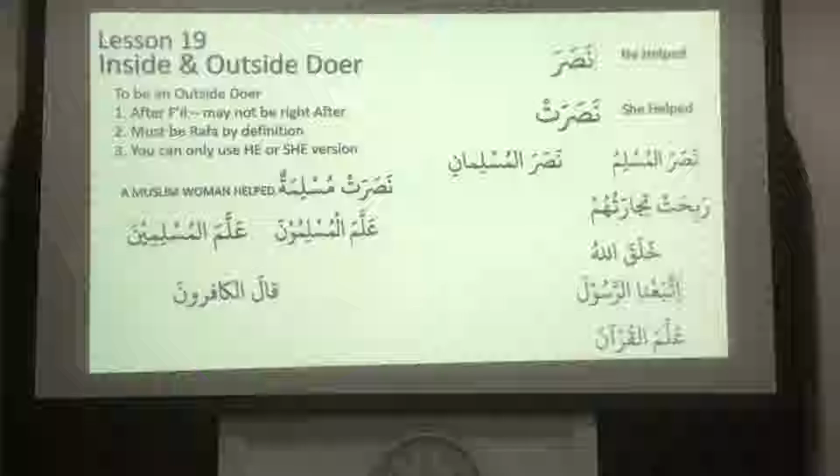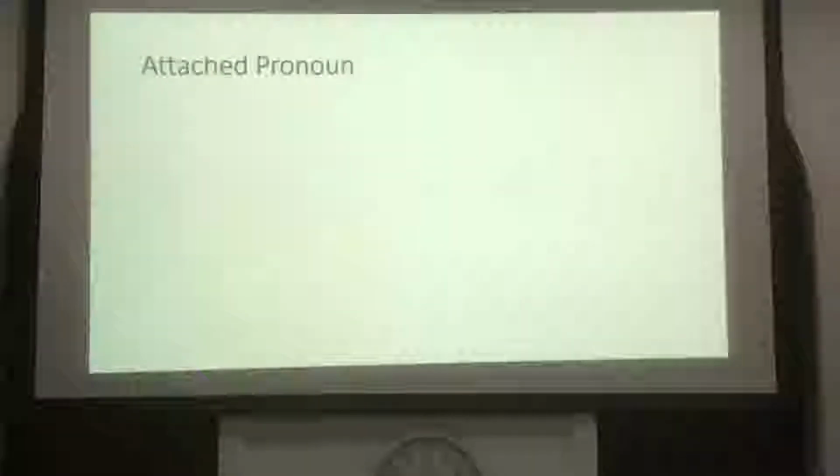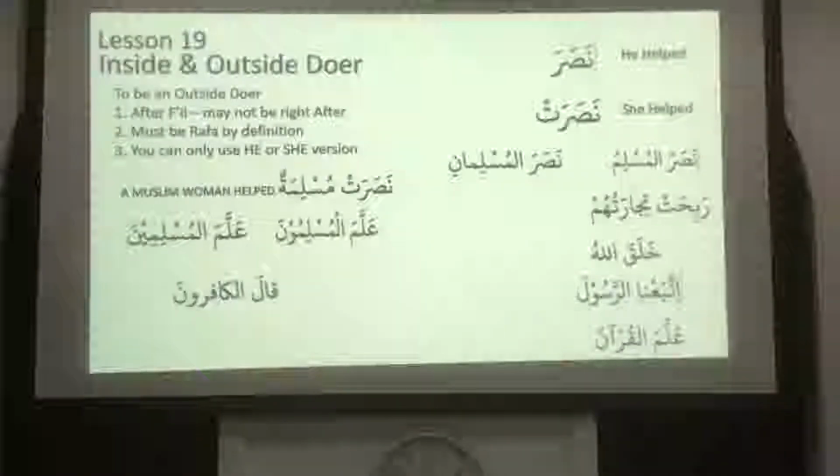Then Qala al-Kafiruna. Qala means he said. Al-Kafiruna is the outside doer. So the disbelievers say. Yes. Rabihat tijaratuhum. Rabihat is like nasarat, right? So it's a feminine version. Rabihat means to benefit oneself, so she benefited. The word Rabihat alone means she benefited.